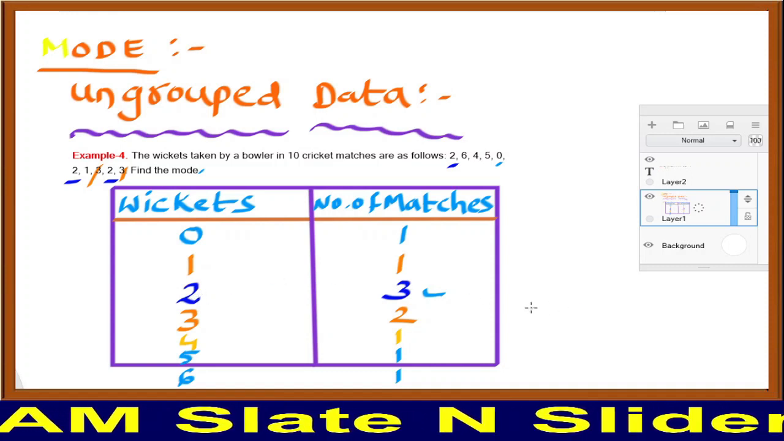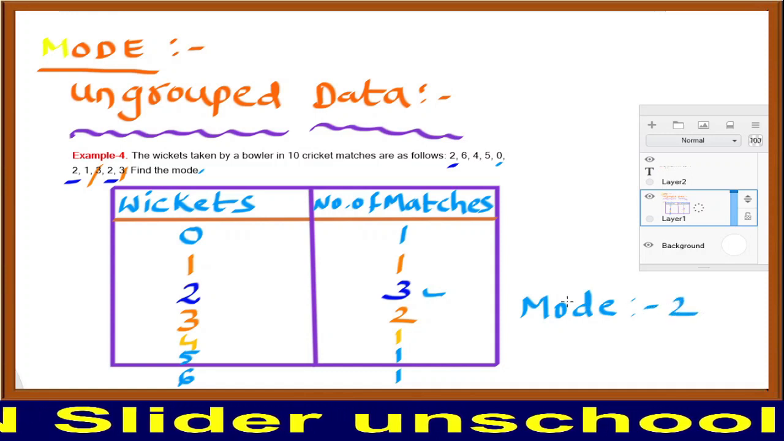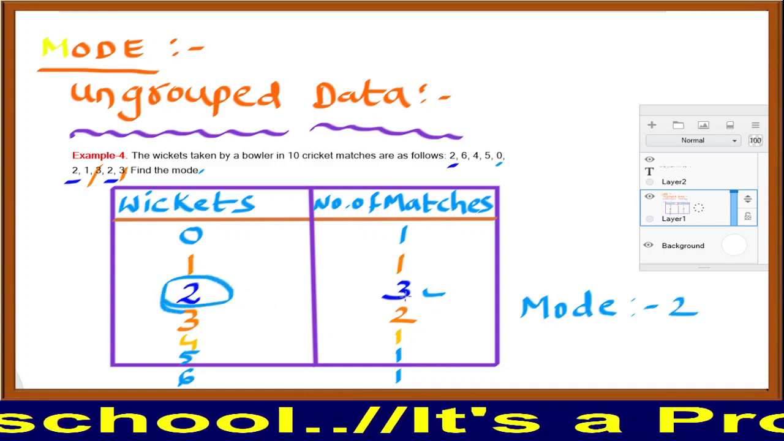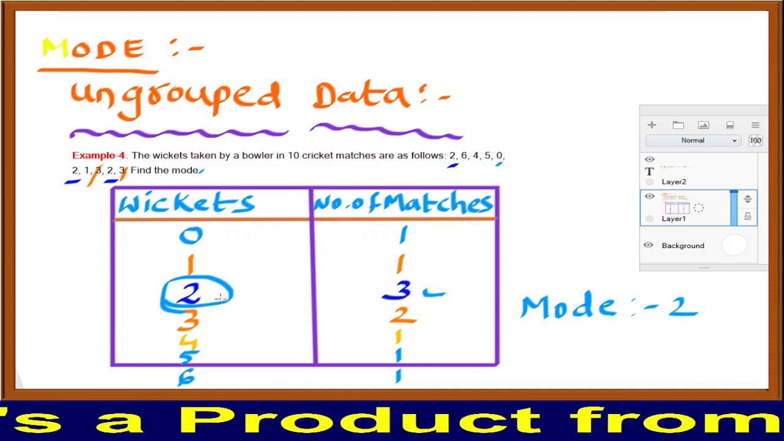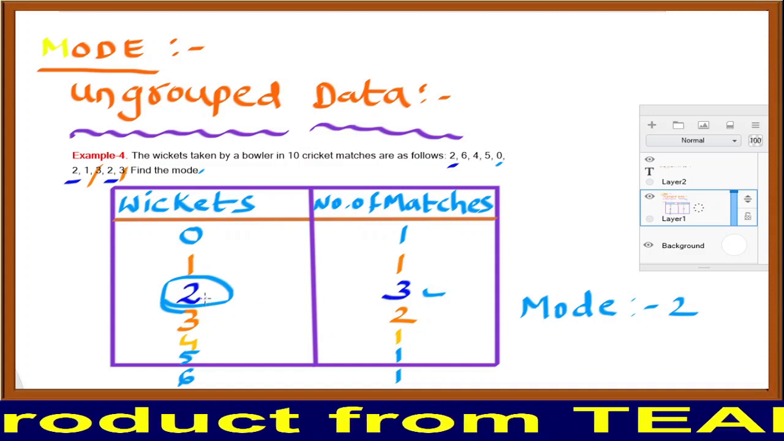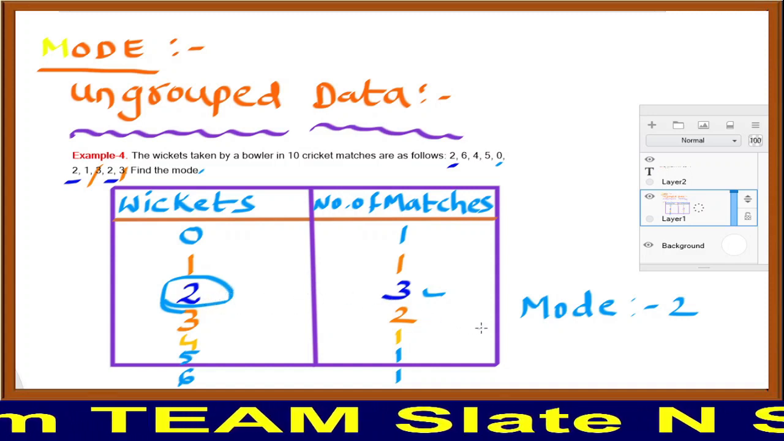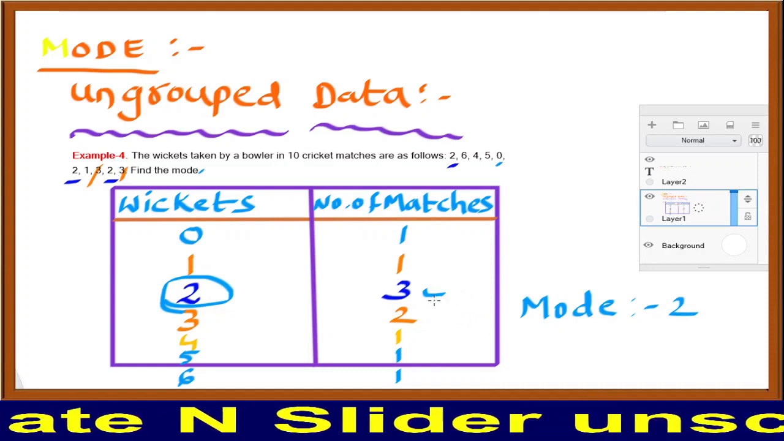So, here the mode is equal to 2. Mode is 2 wickets, not 3. 3 is the frequency. That means 2 has come 3 times. That is why this 2 has the highest frequency. So, the mode is 2. In this way we can find the mode of ungrouped data.